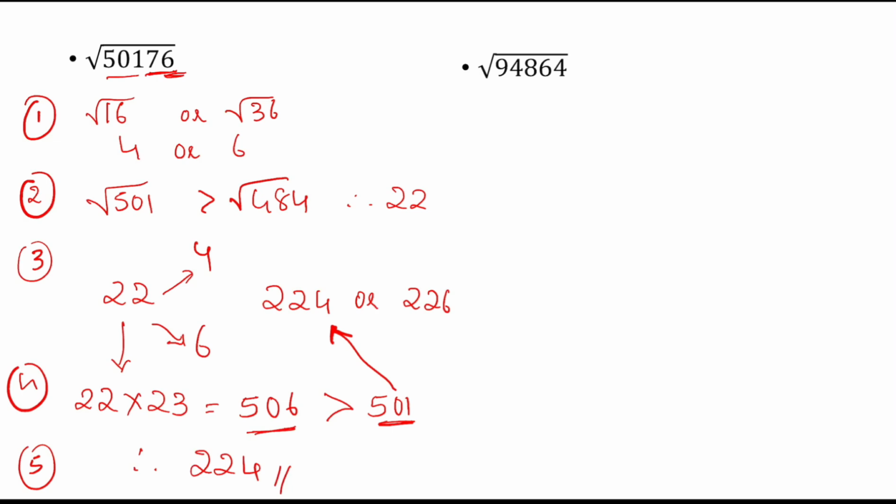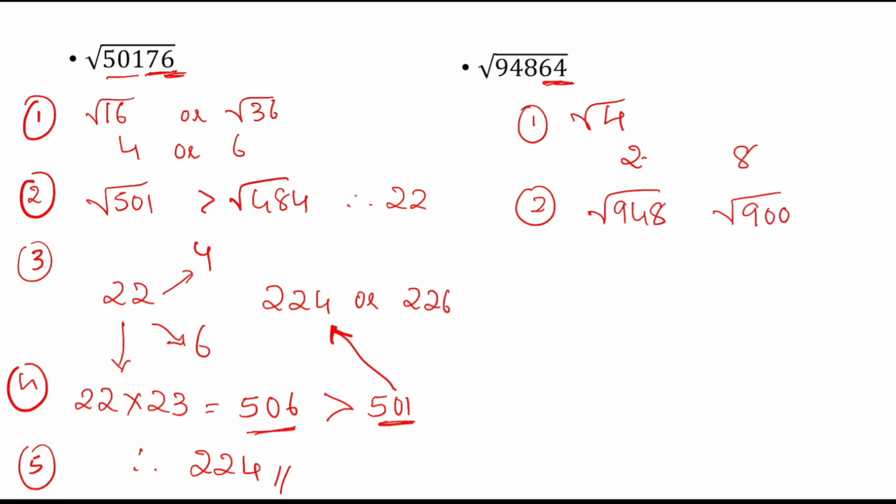Next, 4. 4 lies for which all? Square root of 4 is 2. If 2 is one number, the other number will be 8, because 2 plus 8 will give you 10. Second, leave these two numbers, take the remaining, that is 948. It is nearer and less than 900, isn't it? So 900 square root is 30. So write 30 here, 2 here and 8 here.